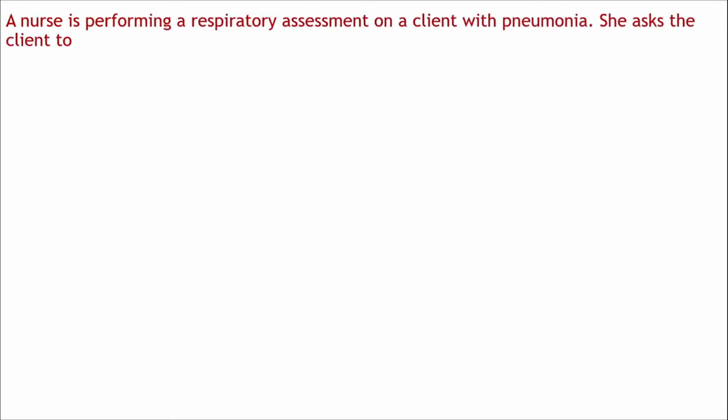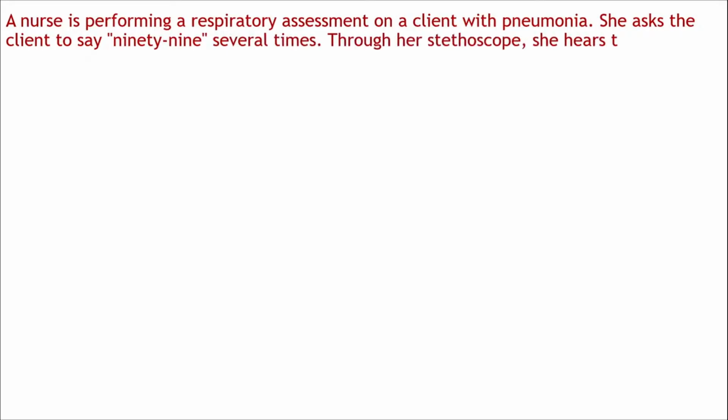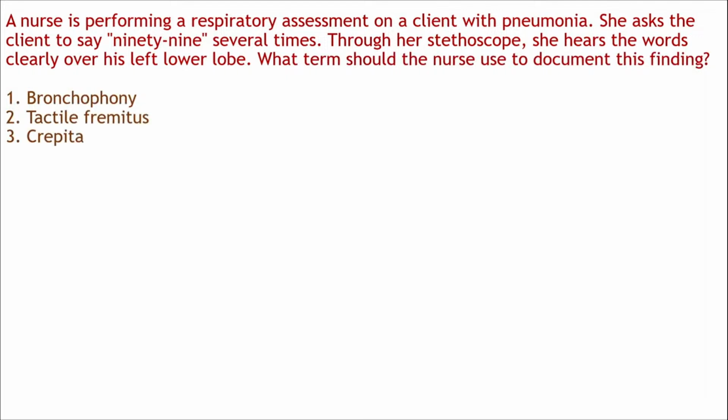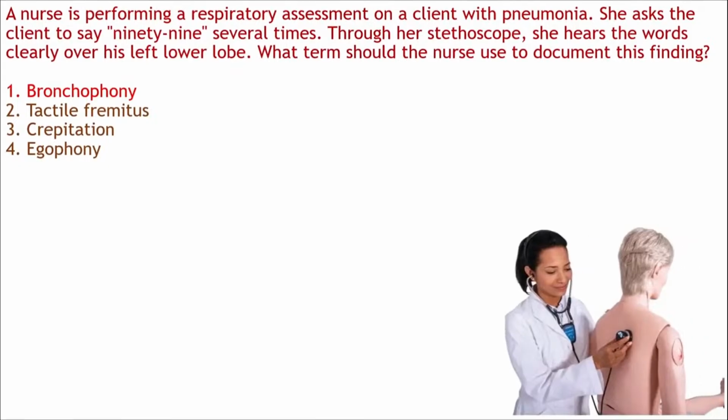A nurse is performing a respiratory assessment on a client with pneumonia. She asks the client to say 99 several times. Through her stethoscope, she hears the words clearly over his left lower lobe. What term should the nurse use to document this finding? 1. Bronchophony. 2. Tactile fremitus. 3. Crepitation. 4. Egophony. And the correct answer is 1.